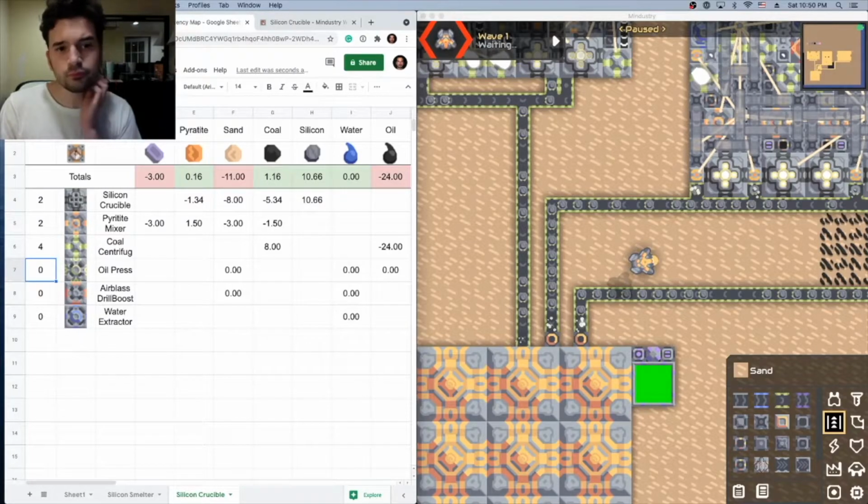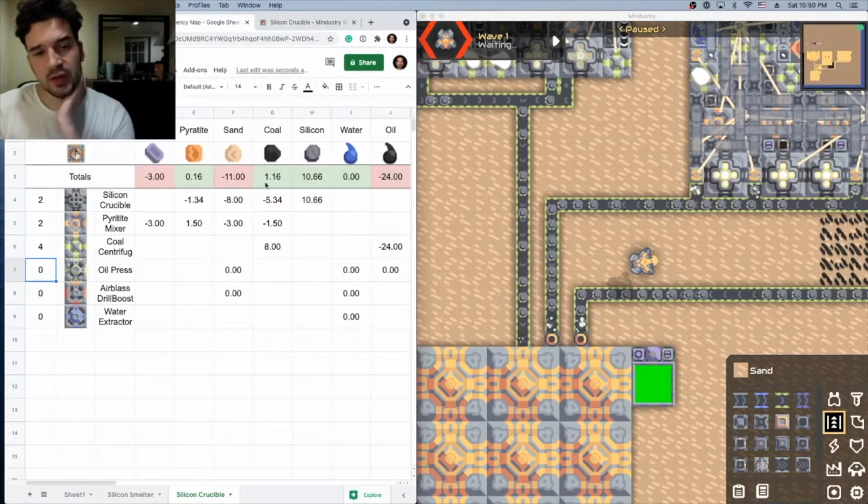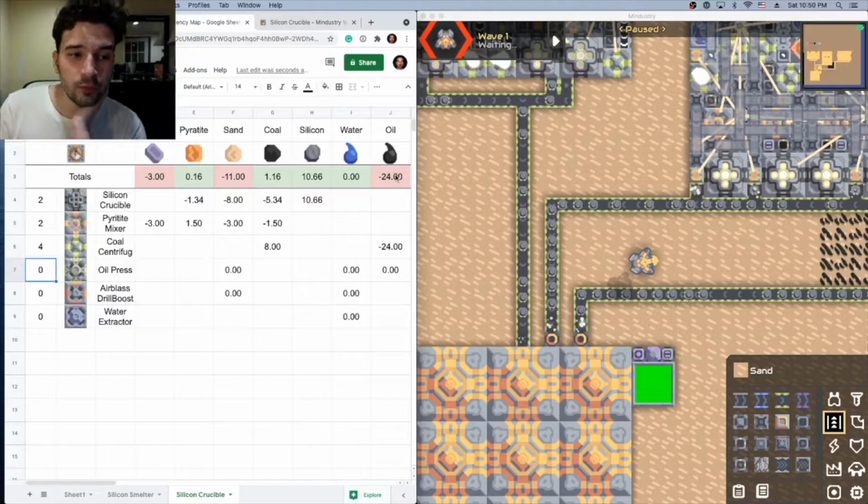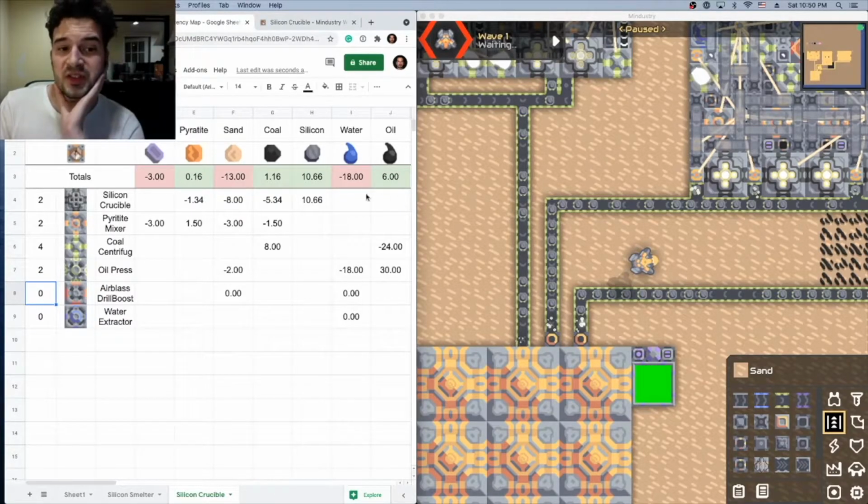4. Oil press. So I'm in negative in oil because these coal centrifuges are eating up oil. So I can do 1. That doesn't work. I still have a negative. And I can do 2. Now I'm positive in oil, so that's taken care of.